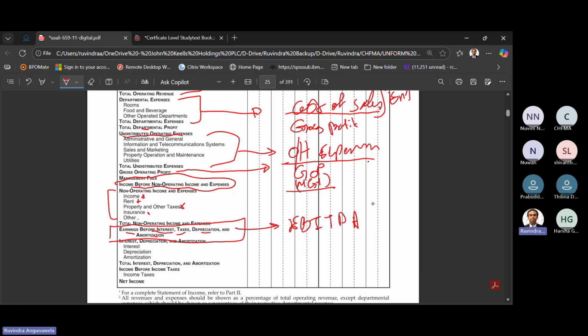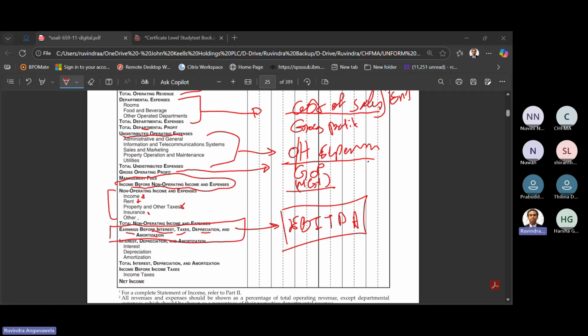Now, I'm sure this terminology you would have heard before. Hands up who has heard this EBITDA terminology before? Right. Who else? Tilina has heard. Who else had heard the EBITDA before? Earnings before interest, tax, depreciation, and amortization.